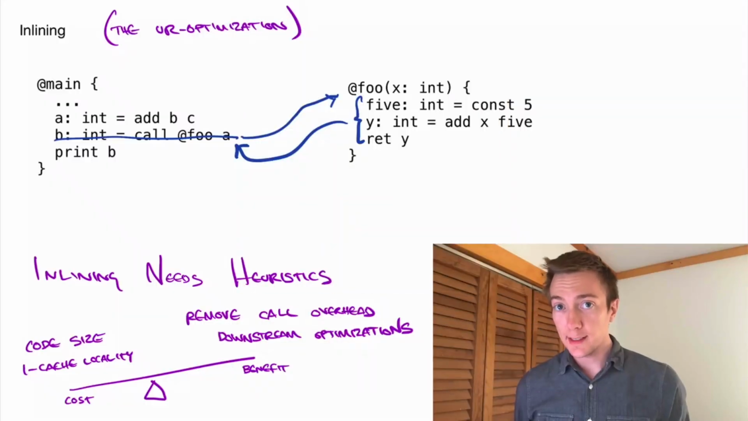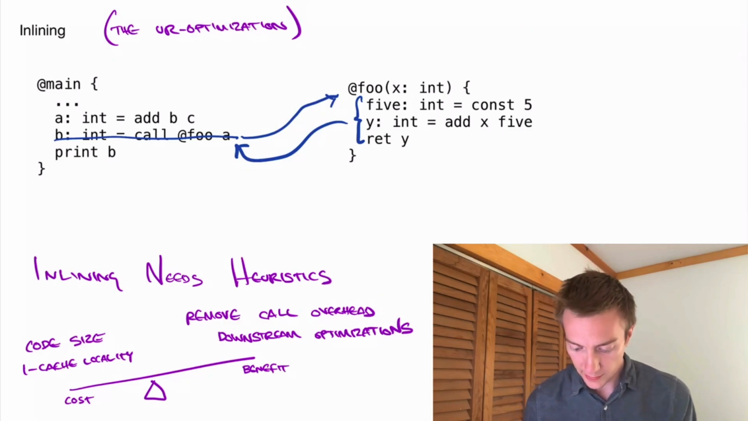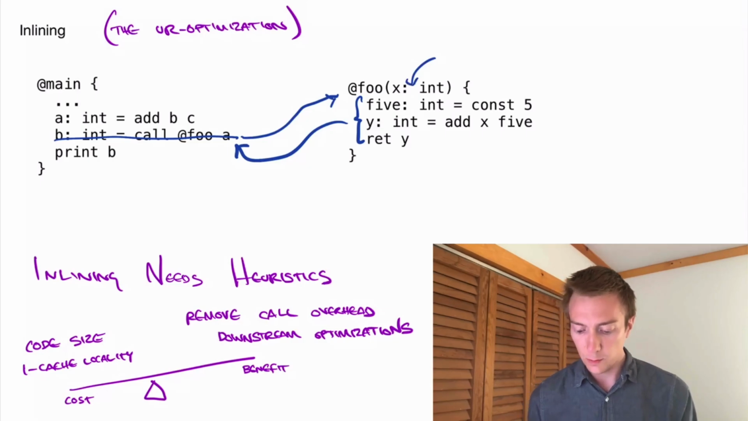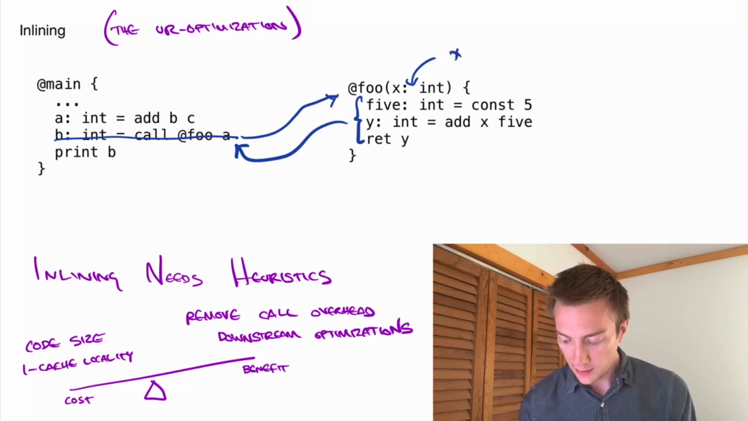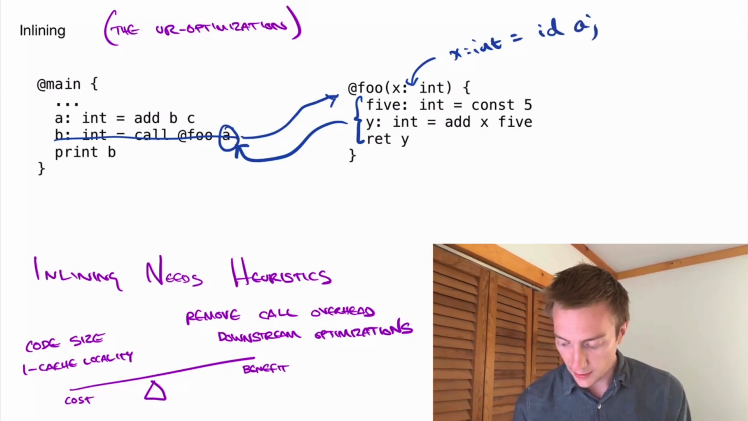I think there's three main steps. You have to deal with the arguments, the return values, and then finally you have to deal with the rest of the variable names. So for the arguments, I feel like the easiest way to do it is just to implement this argument with a move, that is, with an id instruction from Brill. So I'll just say x: int equals id, and then I'll get the argument from here. So I'll say a.